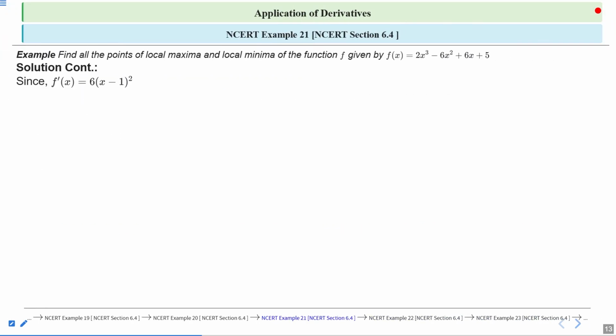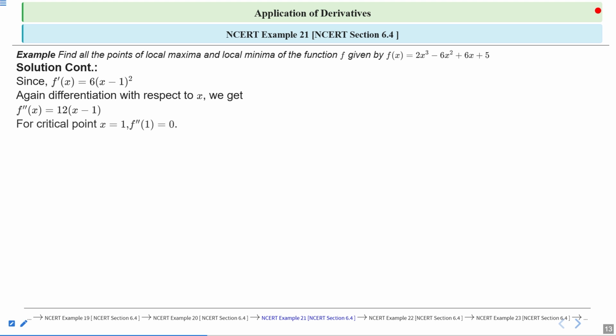Since f dash x equals 6 times (x minus 1) whole square, again differentiating with respect to x, we get f double dash x equal to 12 times (x minus 1), right? For the critical point x equal to 1, f double dash 1 is coming out to be 0, since f double dash x is 12 times (x minus 1).